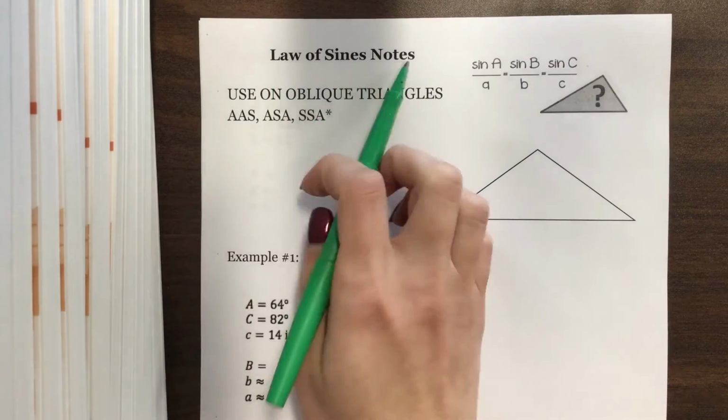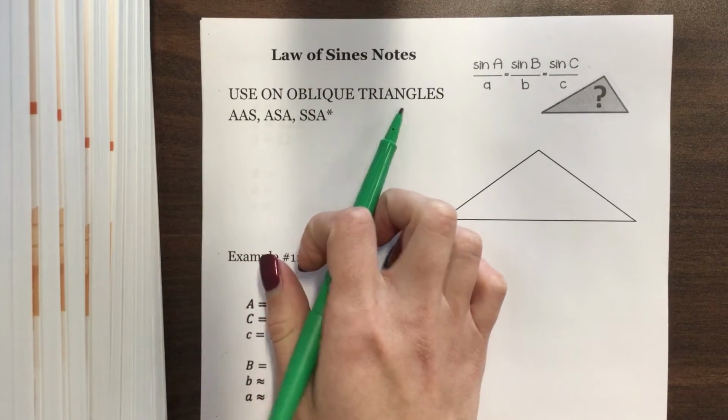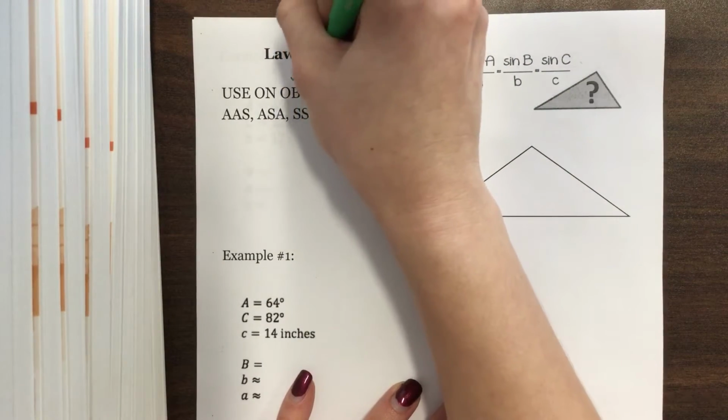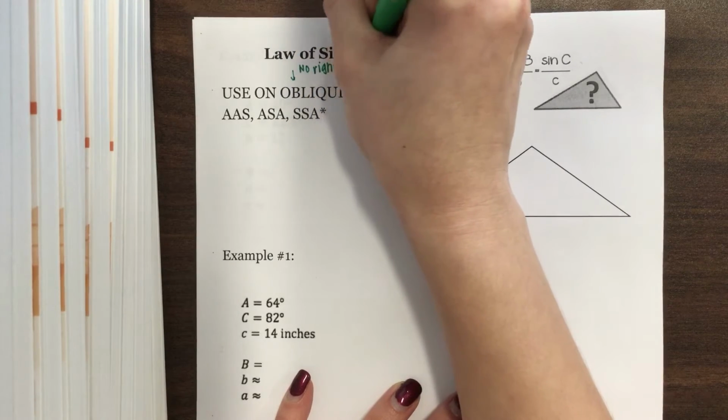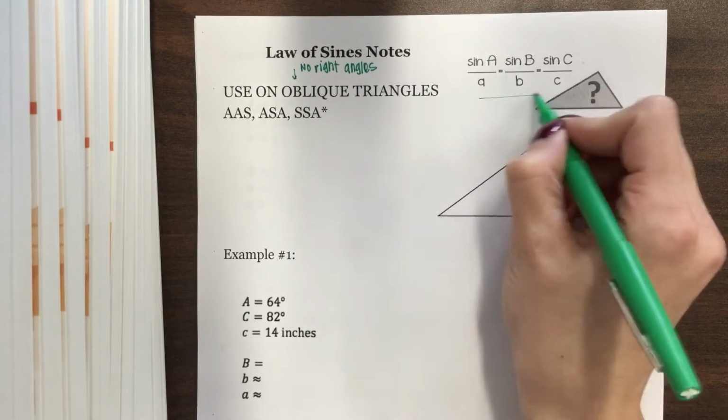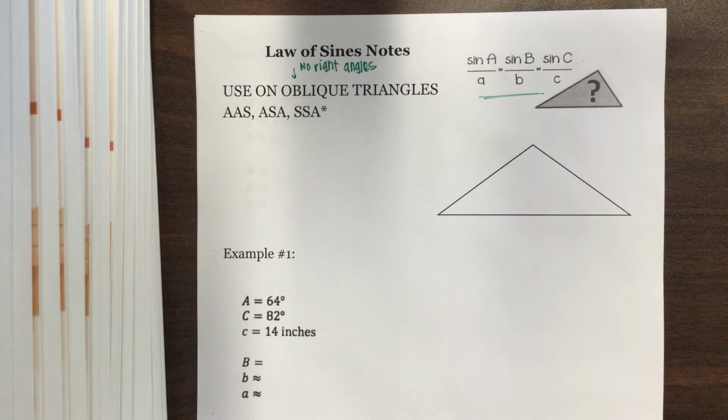So you always use the law of sines on oblique triangles. Oblique means that there are no right angles. So that means we're going to be working with triangles that have no right angles. Last unit we worked a lot with right triangles, and we used SOHCAHTOA and the Pythagorean theorem. This time we don't use SOHCAHTOA or the Pythagorean theorem because those only work on right triangles. That's why we're using the law of sines. We're also going to get into the law of cosines, and that's how we're going to solve these oblique triangles that don't have right angles.